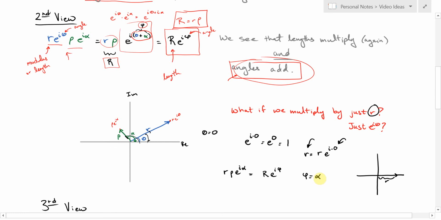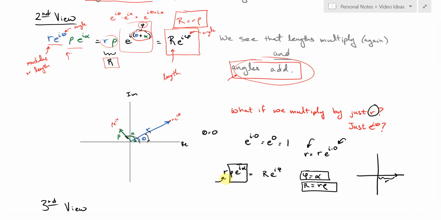So the angle stayed the same, except now this capital R is equal to r times rho. Right? What happened is the lengths multiplied, but the angle stayed the same. See, that's what happens when you take an arbitrary complex number, like rho e to the I alpha, and you multiply it by a real number, r, that doesn't have any argument, that doesn't have any angle component to it. It just affects the length without affecting the angle, which makes reasonable sense, right?